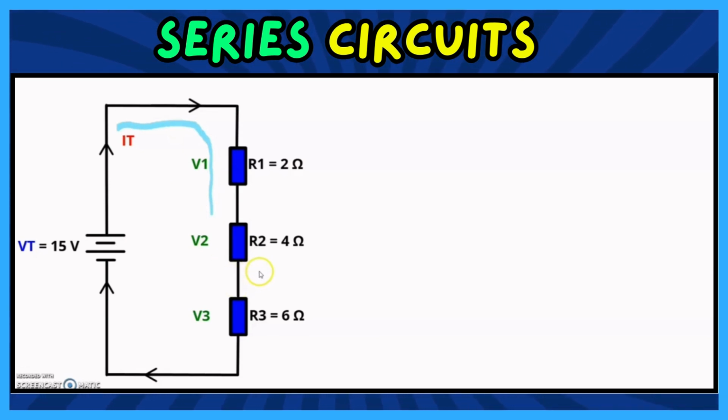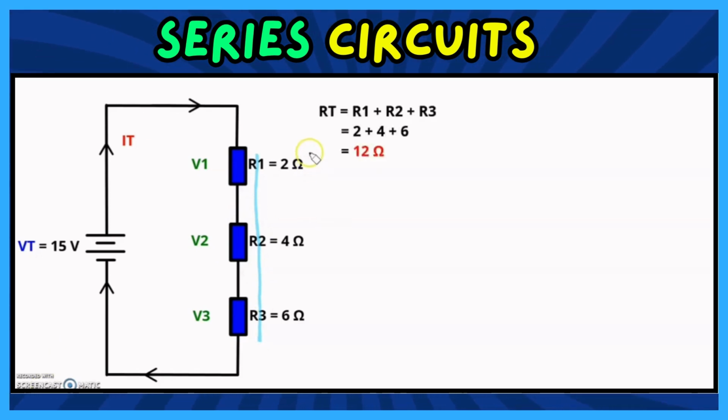Now in this circuit, the first thing that you want to do is to find the total resistance of the circuit. In a series circuit, it will simply be R1 plus R2 plus R3, which means you just add the resistances together. So R total is equal to R1 plus R2 plus R3, which gives me a total resistance for the circuit of 12 ohm.